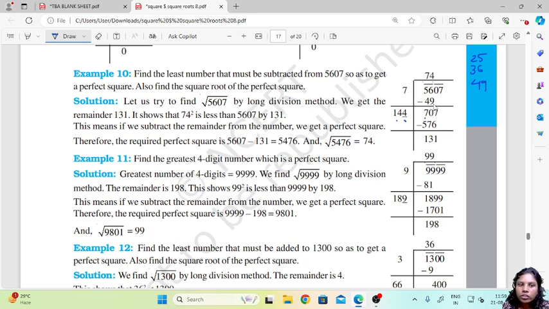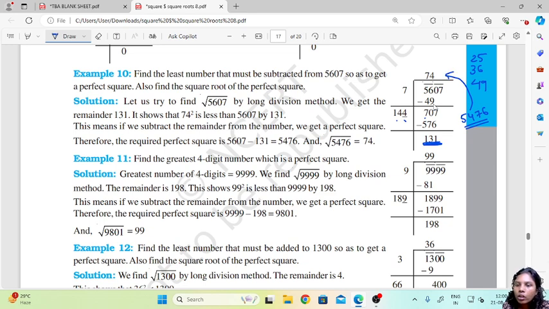So now what the question was, find the least number that must be subtracted from 5607. So if we are taking 5607, in that case we have to subtract this 131 from it. So on subtracting 131 we'll get 5476. Now 5476 will be a perfect square of 74.